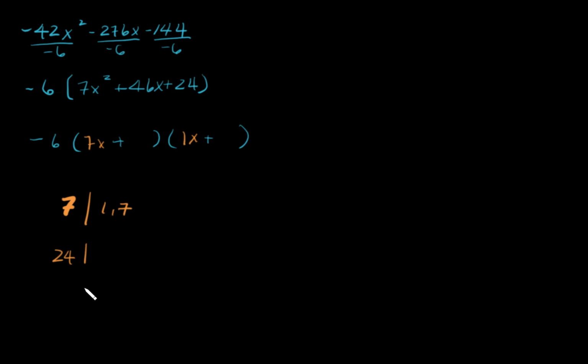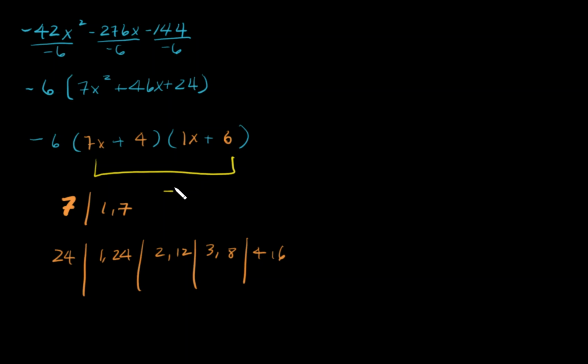Factors of 24, we have 1 and 24, 2 and 12, 3 and 8, 4 and 6. Okay, so I can try any of these combinations. I always like to start out with the two factors that are very close together, so I'm going to try 6 and 4. If I try 6 and 4 here, I test it out. Outer is a plus 42, and inner is going to be a plus 4.